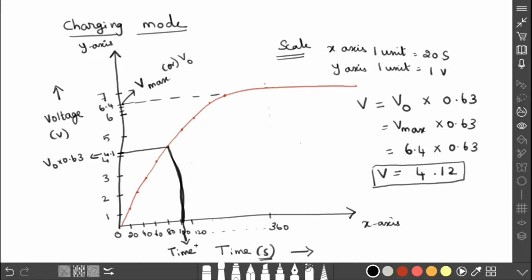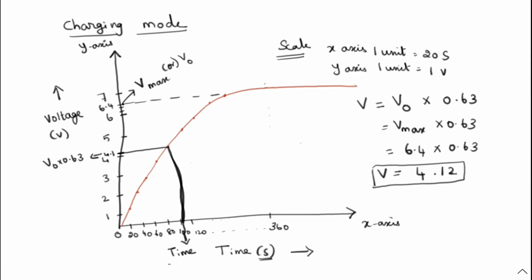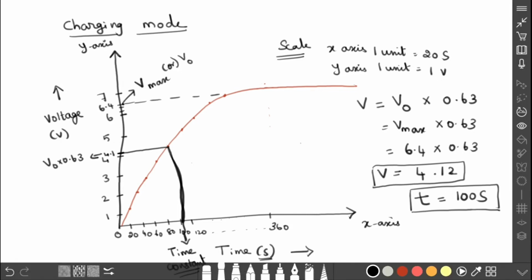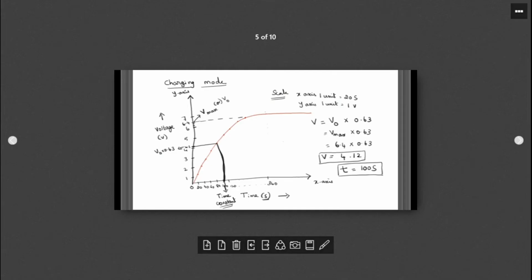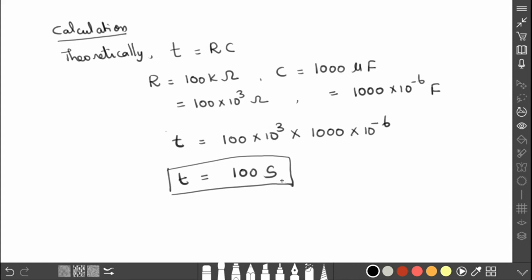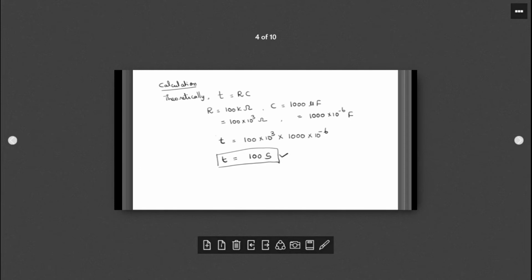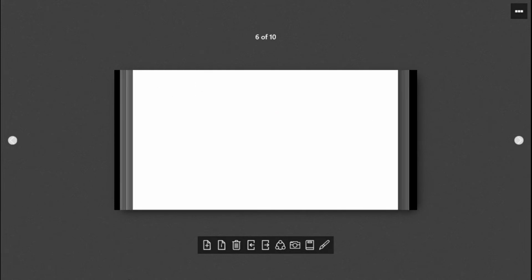So the time constant is equal to 100 seconds. Theoretically also we have proven that the time constant is equal to 100 seconds. So now our experiment is perfect enough. Now I will show theoretically how much value we got. See here, 100 seconds. Theoretically it is 100 as well as practically through the graph we are getting the same answer.